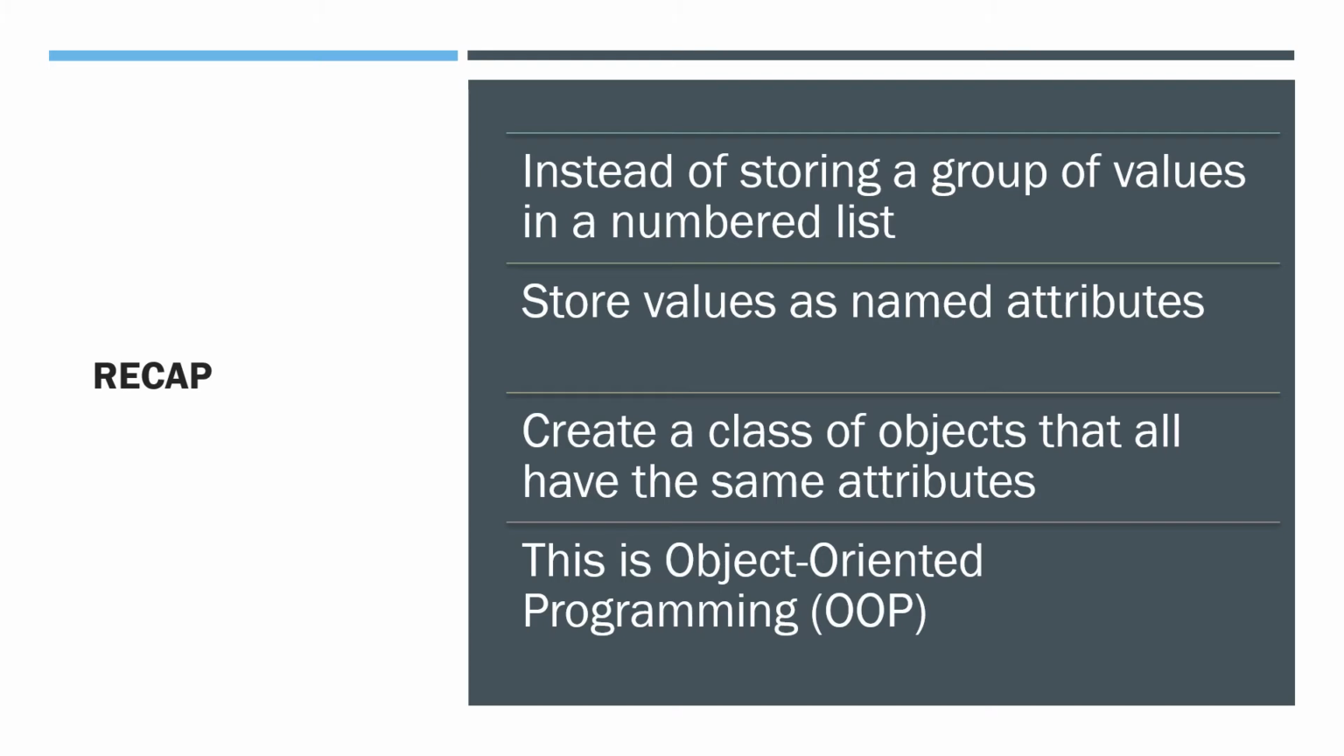So let's recap what I've just been talking about. Instead of storing values as individual items and grouping them just into numbered lists, we store values as named attributes of particular objects. And to make our life even easier, we create classes of objects which all have the same attributes, and this makes our coding much easier. The name for this new method of coding is object-oriented programming. It's been around for a couple of decades now, and it is extremely popular in modern commercial programming.